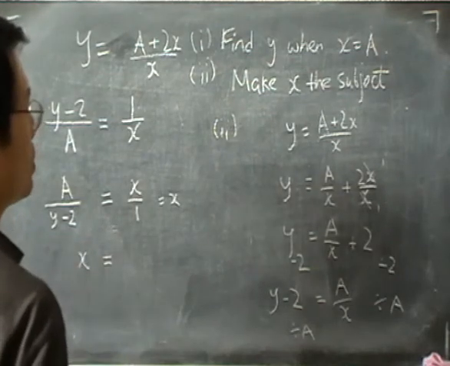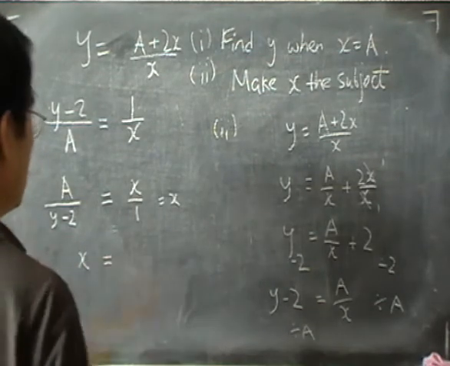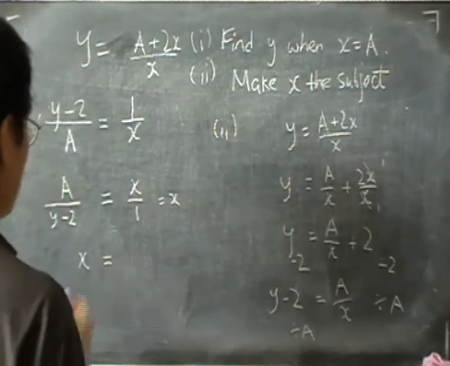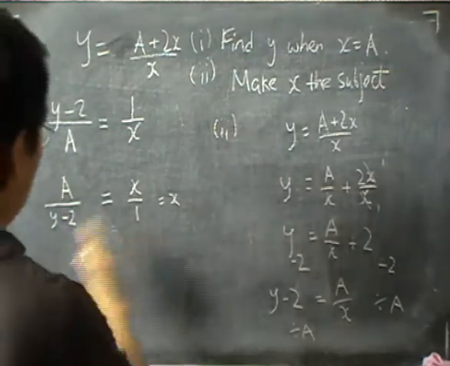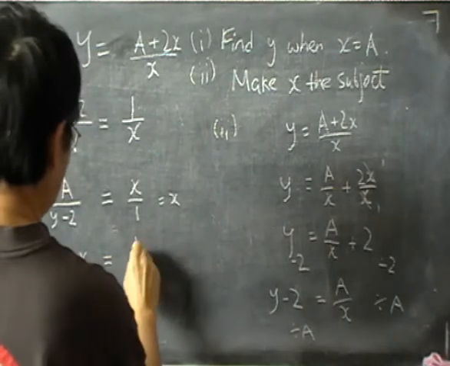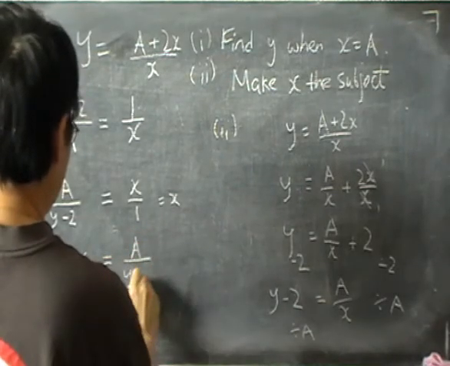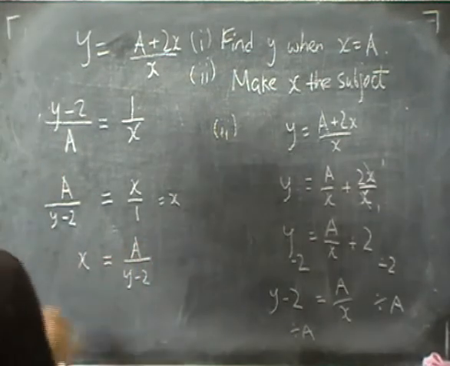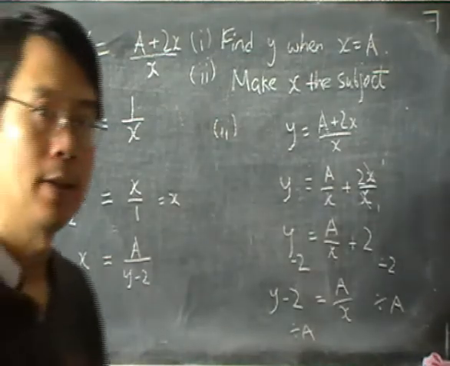Alright, and the usual way to write down the answer is to put the x on the left side and the rest on the right side. So x is equal to a over y minus 2. That's the answer.